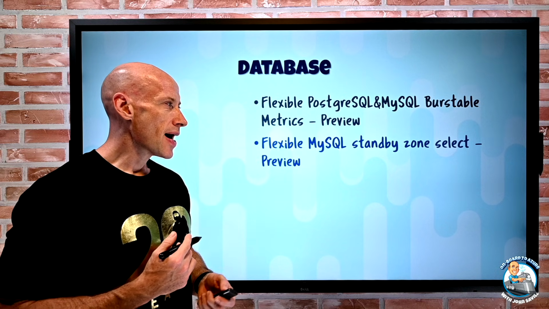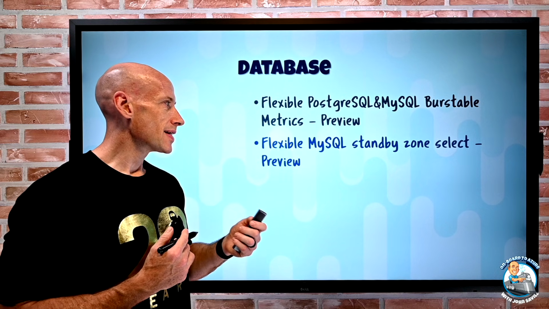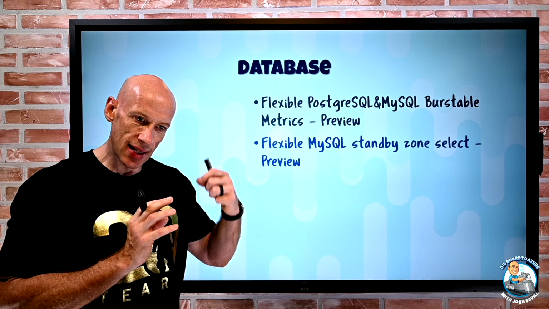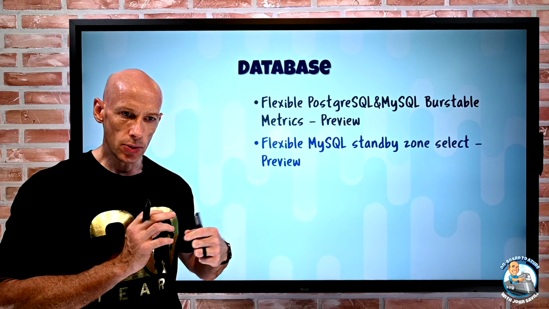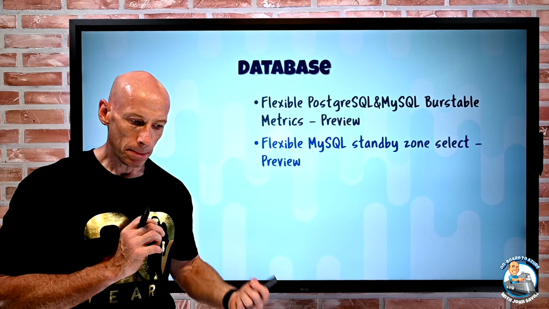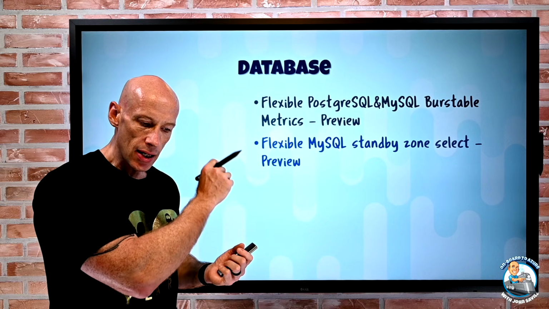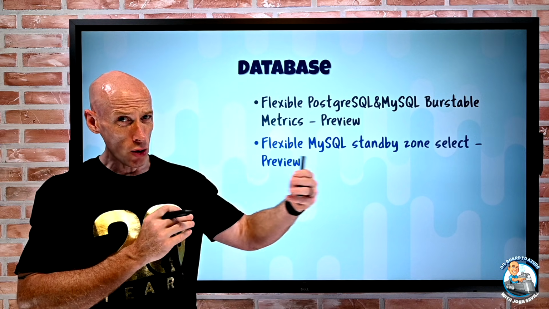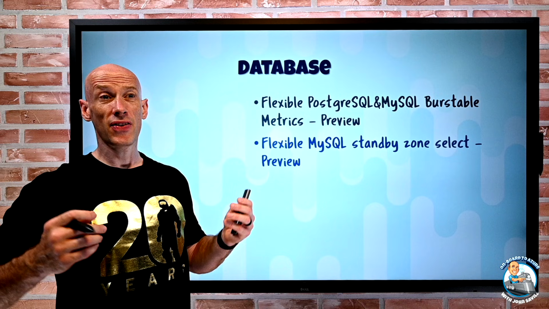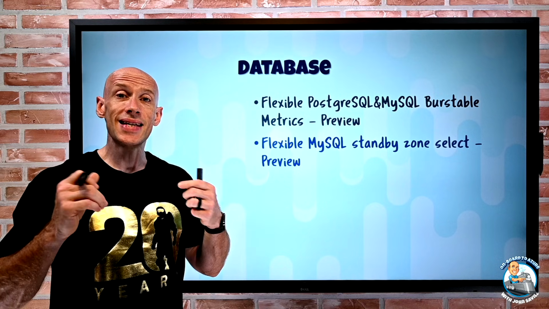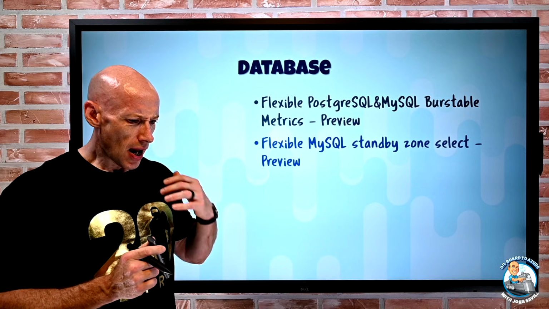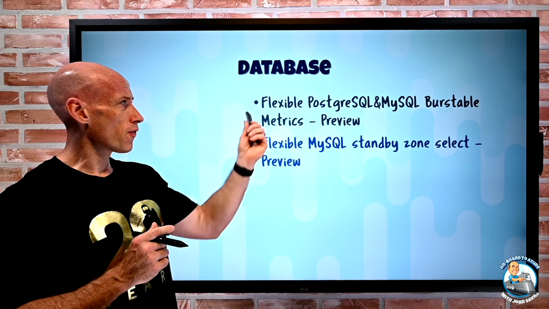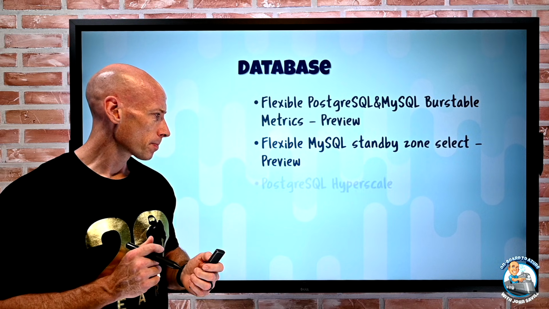Flexible MySQL now has standby zone select in preview. This is the idea that, again, I can have a standby instance with flexible, so it's very fast automatic failover. Well, I can actually now pick the zone I want that standby in. Typically it will be a different zone for resiliency, but maybe for the absolutely lowest latency, I'd put it in the same zone. Also, they announced a bunch of additional regions for the preview for both Postgres and MySQL.